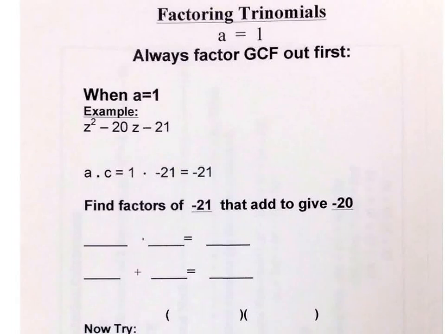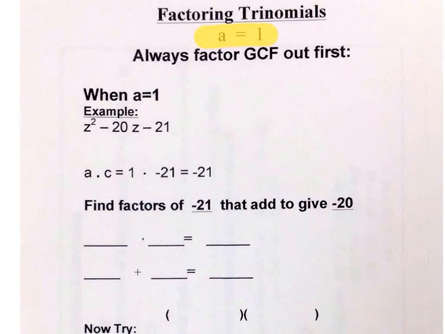In this lesson, we will learn how to factor trinomials. So let's make the distinction between the different types of trinomials we will see in this video. Now, the first one is when a is equal to 1. So that means that the coefficient of x squared is going to be 1. So let's see how we can factor something like this.